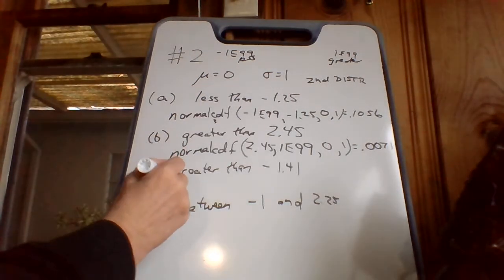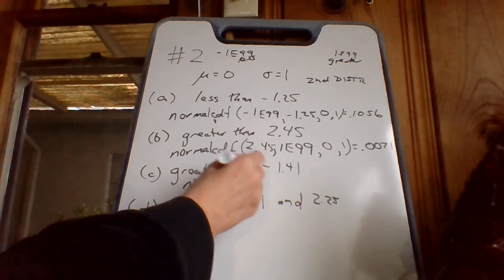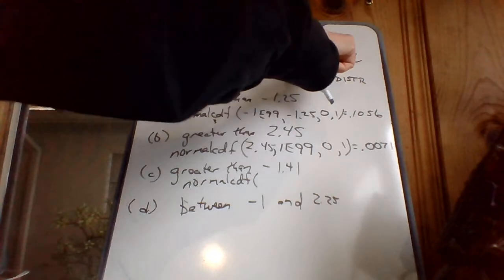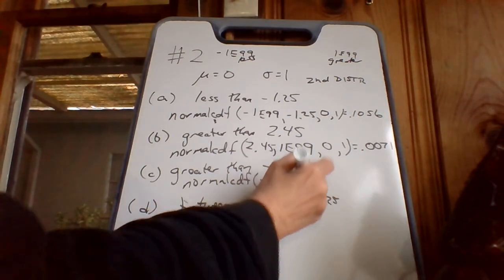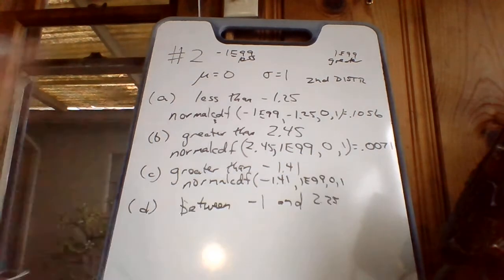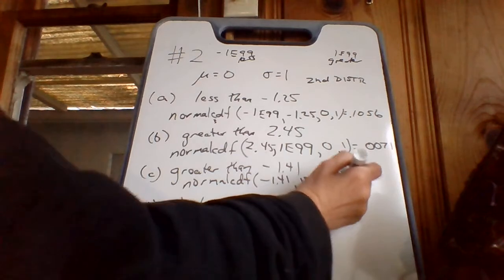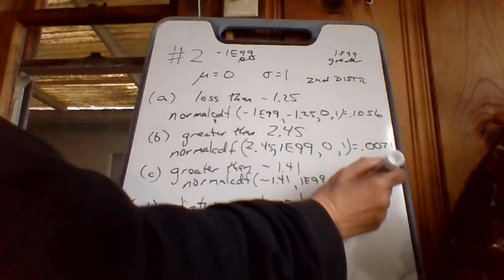Greater than negative 1.41. It's greater than again, fits that pattern again. So negative 1.41, comma 1e99, comma 0, comma 1. 0.9207.